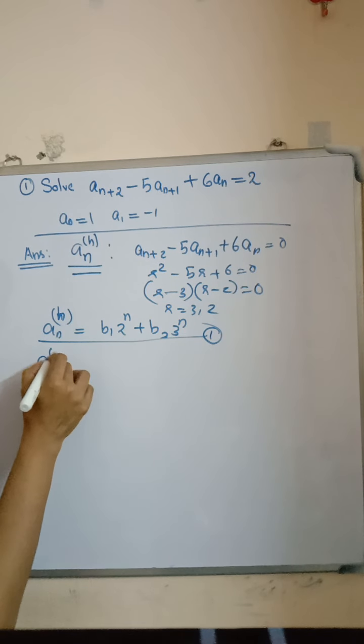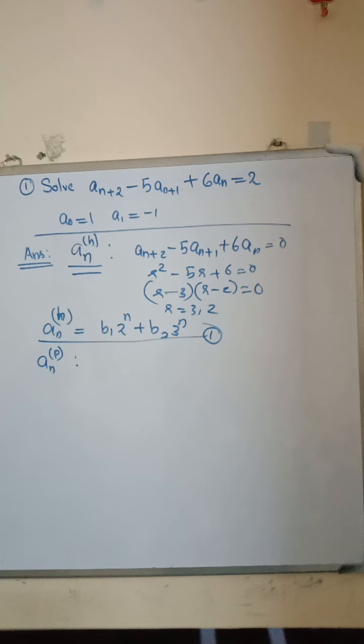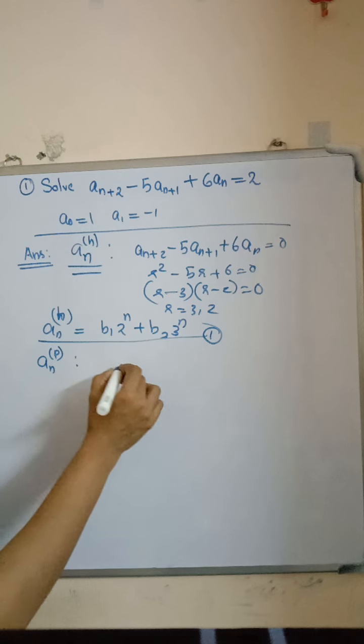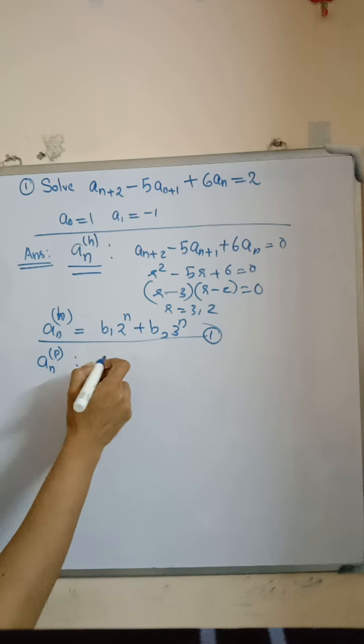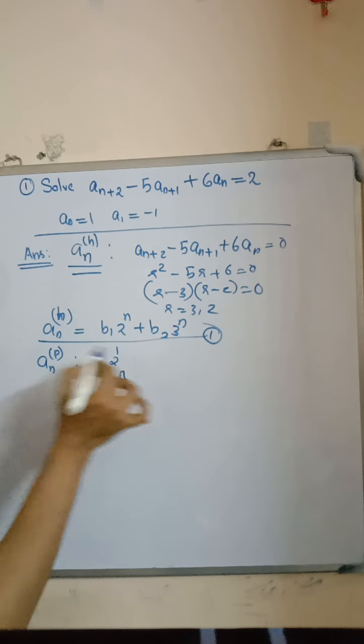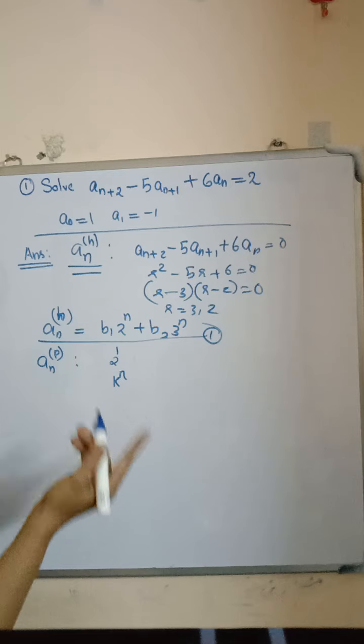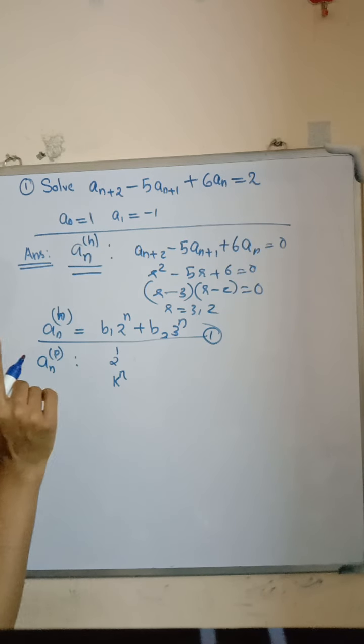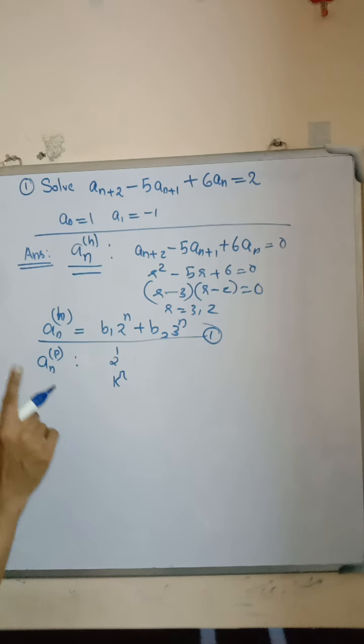Then we find the particular solution. Here the right hand side is 2. That is, 2 means it is of the form k raised to n. Here it is 2 raised to 1. That is, 2 is a root with multiplicity 1. Also, 2 is a root of the characteristic equation. Okay, that is the second form in the table given before.